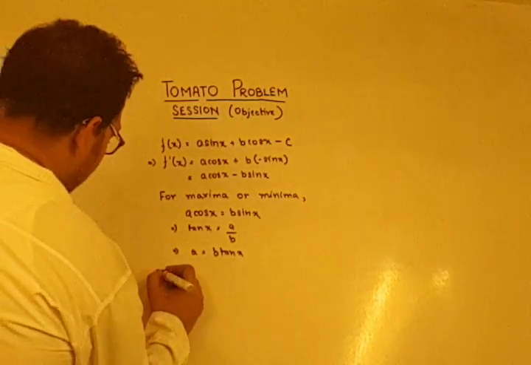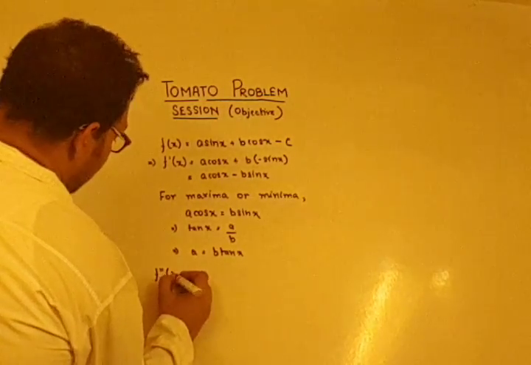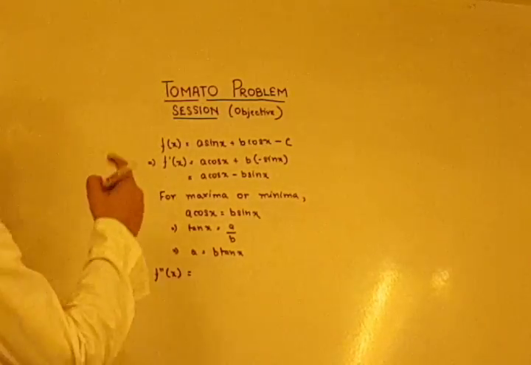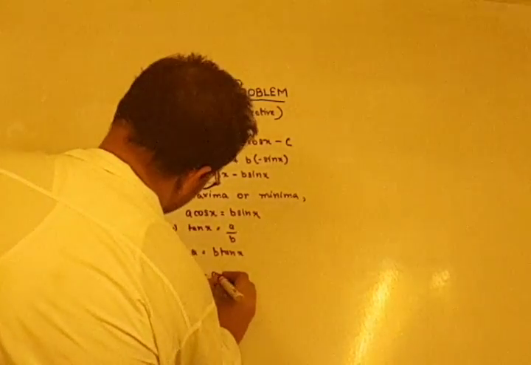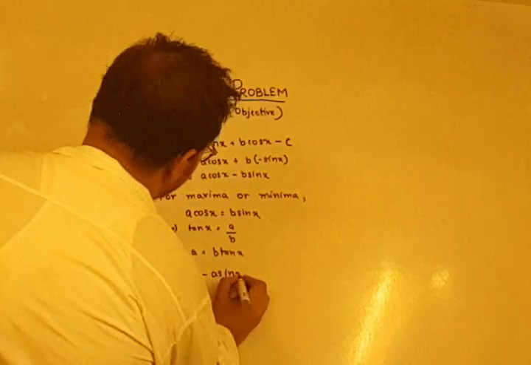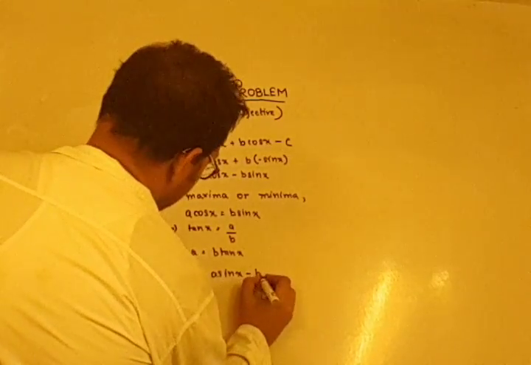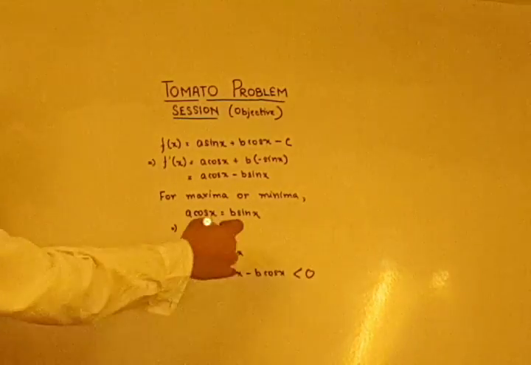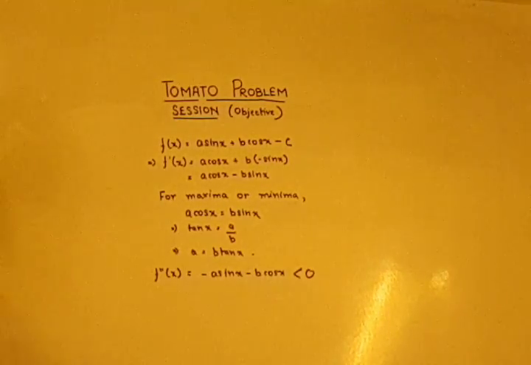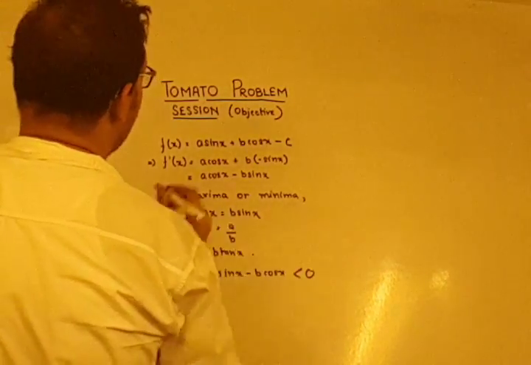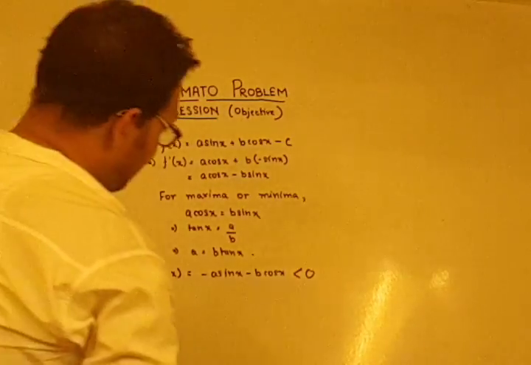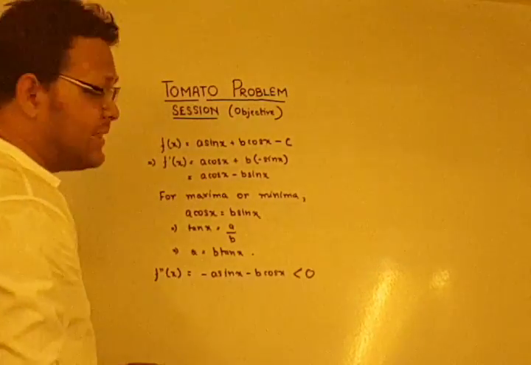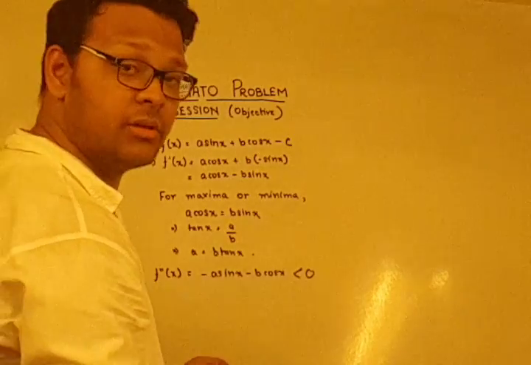So when I get the double derivative, what I get is minus a sin x minus b cos x. So whatever happens, this is always less than 0. So this is a point of maxima. So a equals b tan x, or tan x equals a by b, is a point of maxima, and that is what we require in the question.